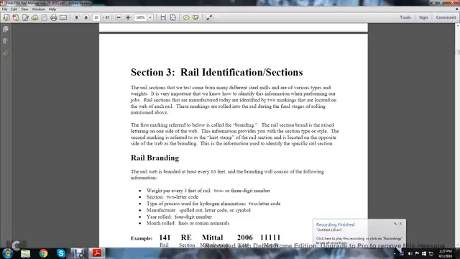Alright, section 3, rail identification sections. The rail sections that we test come from different steel mills and are various types and weights. It's important that we know how to identify the information for how they perform on the job.